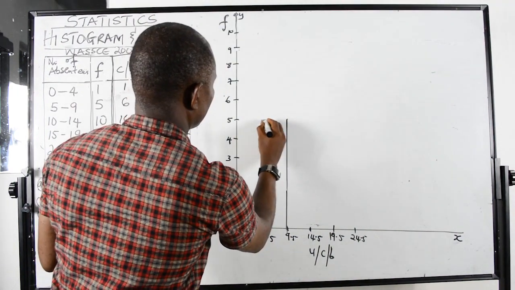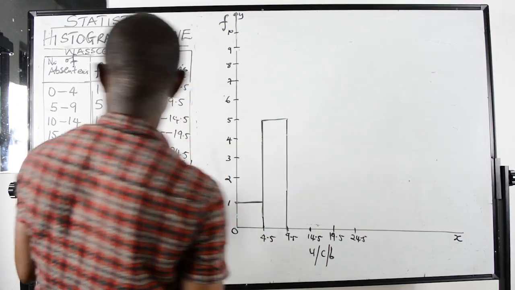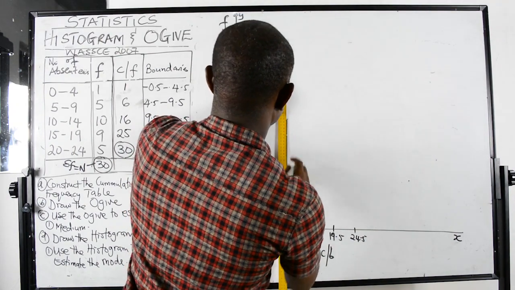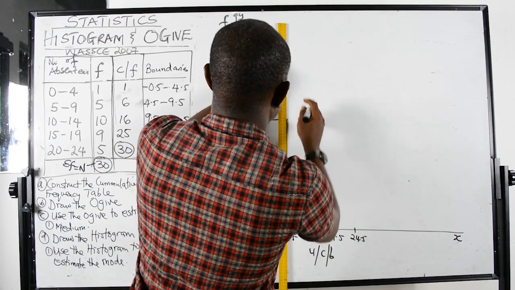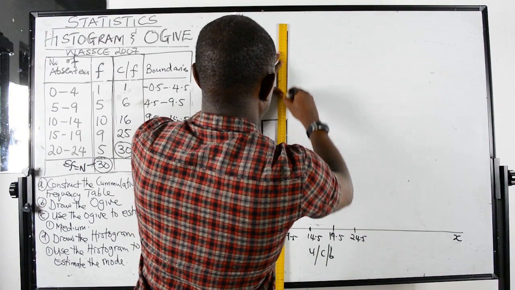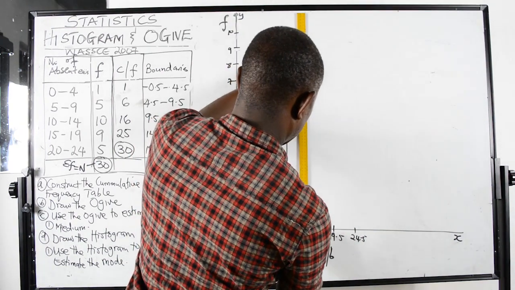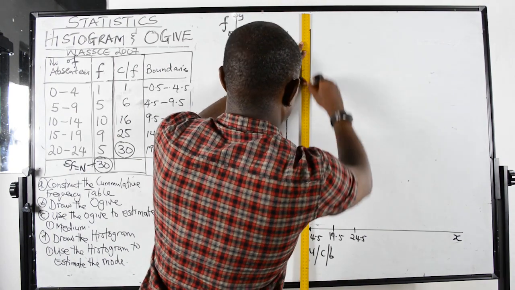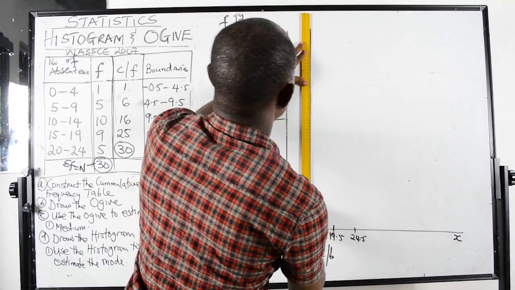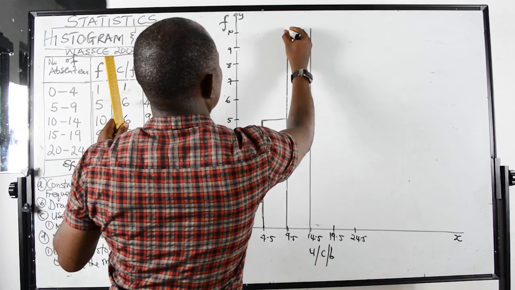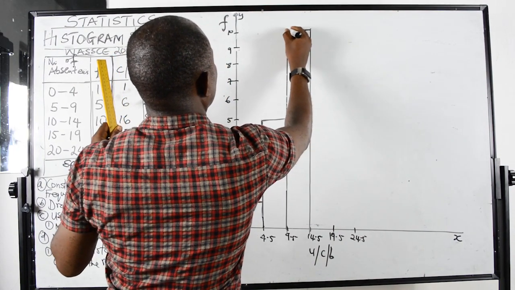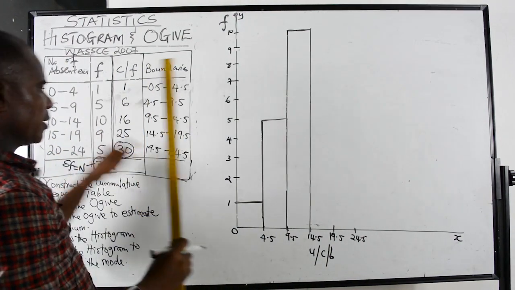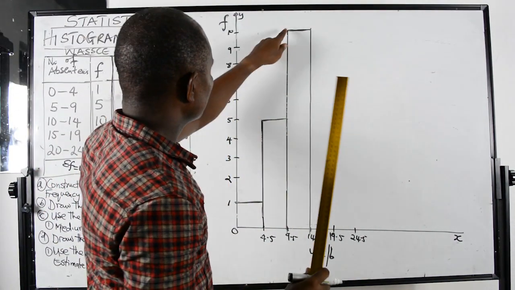So this is 5. And you have 10. So I get there, 10. So this is 10 up there. So that is 10. And this is 14.5, 10. That is 14.5, 10. That's the frequency.